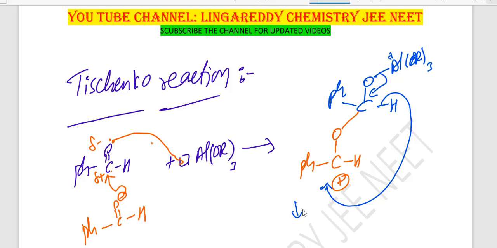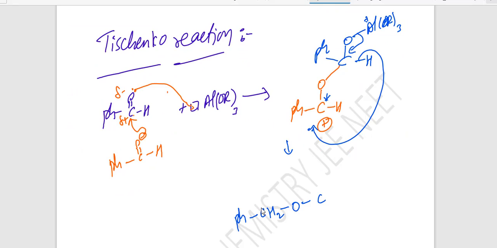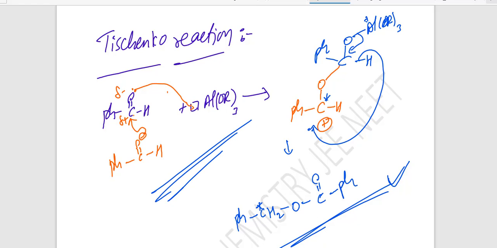Then, to identify easily, this star one is CH2, oxygen as it is, then C double bond O PH. Okay, this hydrogen is shifted. So this is the product. Tishchenko reaction. Tishchenko reaction is the formation of ester. Benzaldehyde reacts with aluminum alkoxide. Aluminum alkoxide is giving one type of ester.